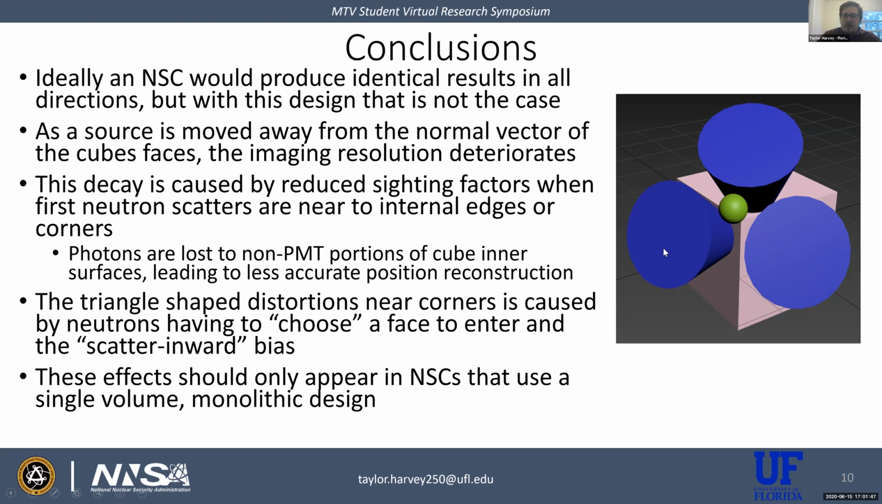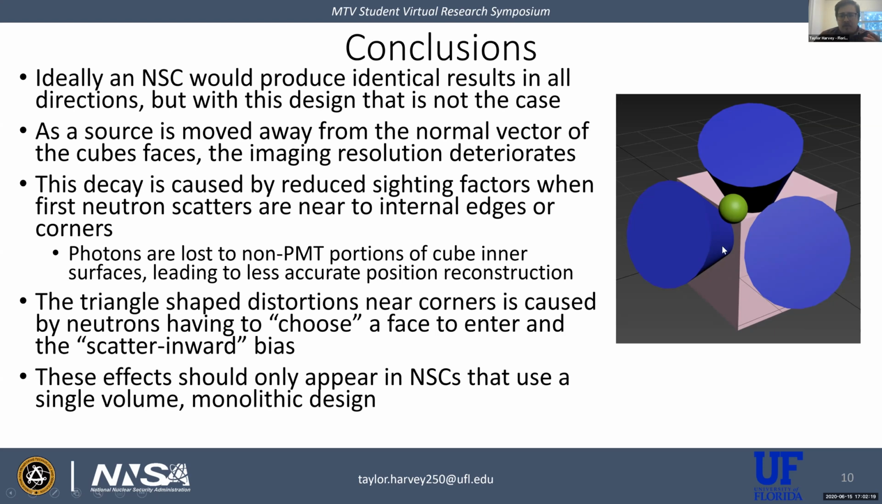So if you imagine a neutron scatter event, a neutron moves into the cube through a face and scatters somewhere near that face. Each of the 6 PMTs coupled to the 6 faces is going to see a large percentage of that light. Whereas if you imagine a neutron entering at the corner or the edge, a lot of the light is going to get lost in these unoutfitted areas of the cube.